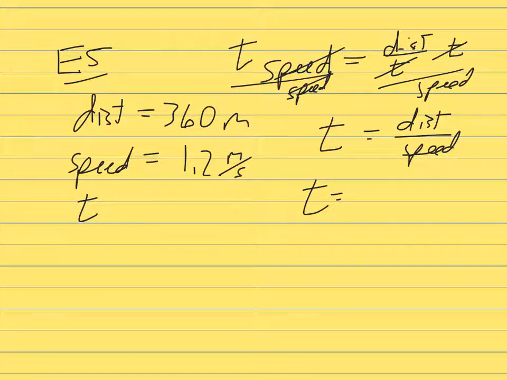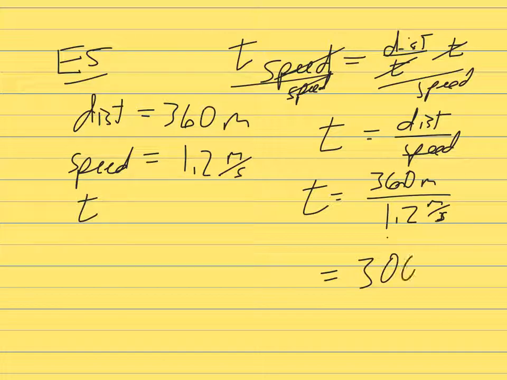Time is going to equal 360 meters divided by 1.2 meters per second. If you're clever, you'll notice that the units do work out. Dividing by meters per second is like multiplying by seconds per meter. The meters divide out, we're left just with seconds, so that's perfect. The answer is going to be 300 seconds.